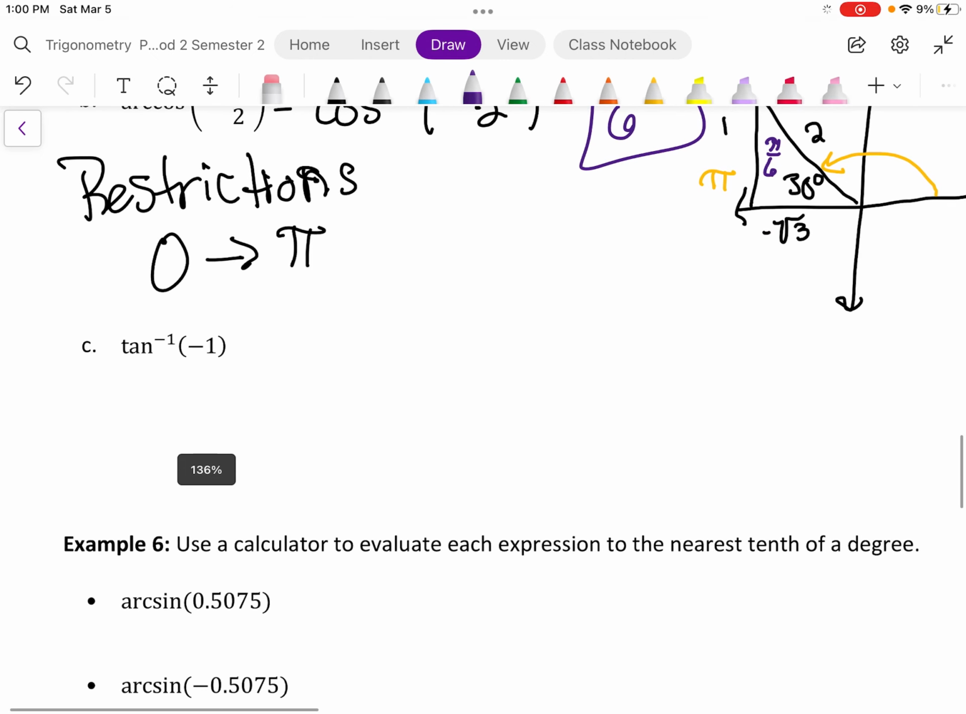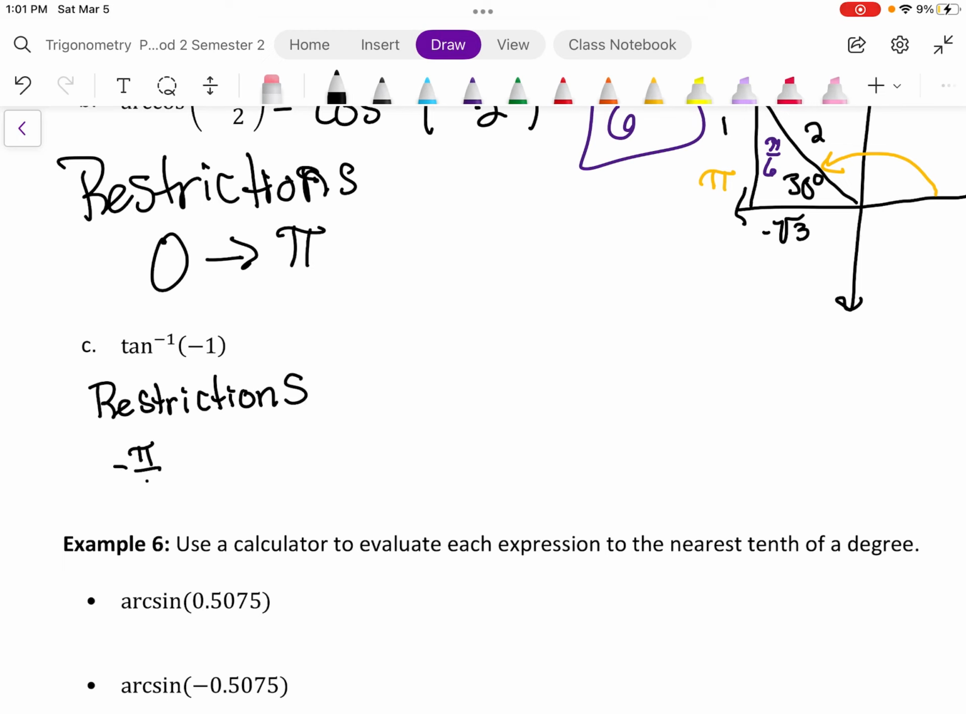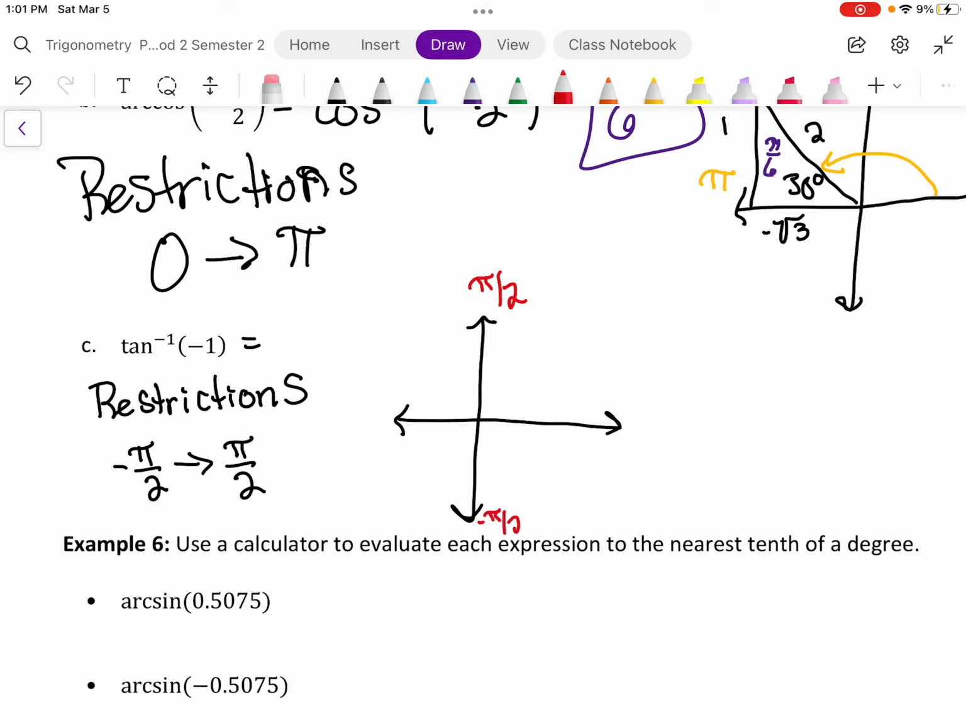So then next, we have the inverse function of tangent equals -1. And remember, the restrictions for the inverse tangent are from negative pi over 2 to pi over 2, which means we're either in the first or the fourth quadrant. So our restrictions are from pi over 2 to negative pi over 2.